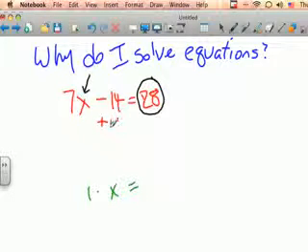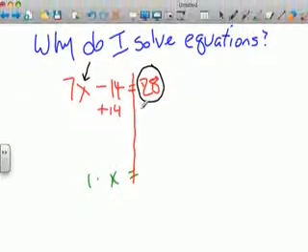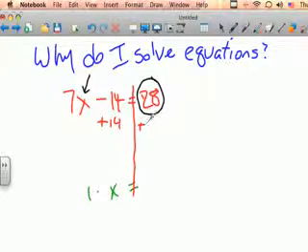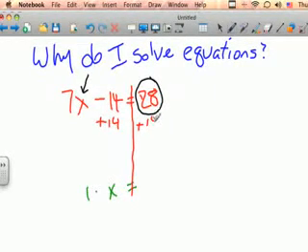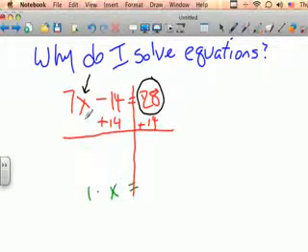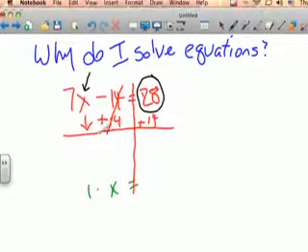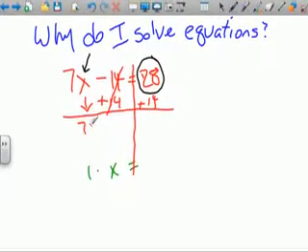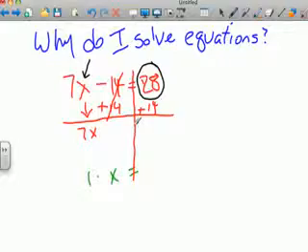Like, well, see, this is negative 14, so I'm going to add 14. If I add 14 on both sides, here, these 14s are reciprocals, so they'll just cancel out. I'm a little bit closer to 1 times x. Now I'm at 7x equals 42.